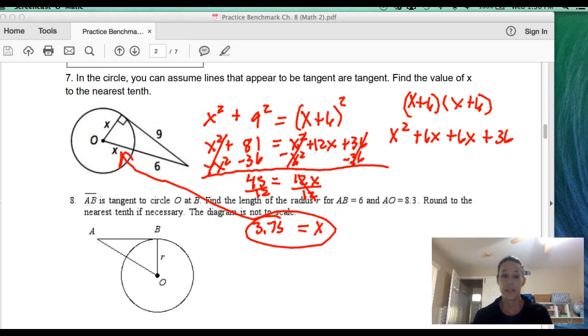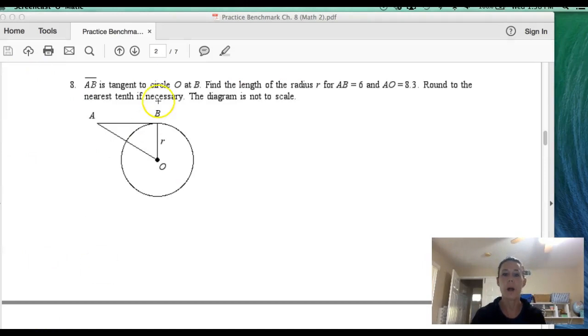So that's how you solve for x. That one was a little trickier because we had the foiling, but the basic concept is just Pythagorean theorem. Okay, here's another similar problem.